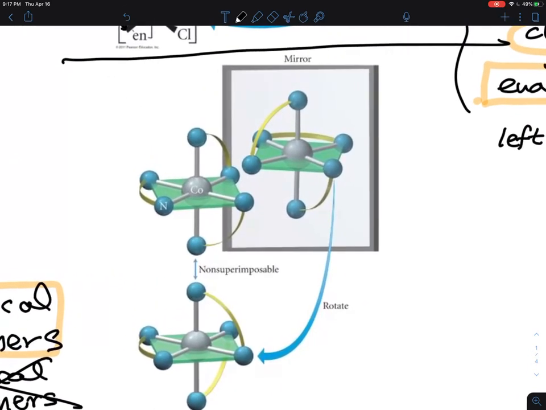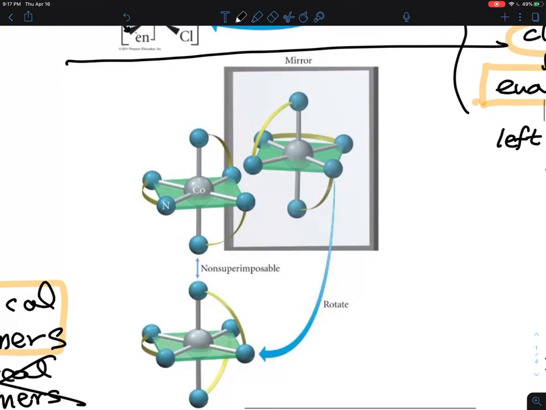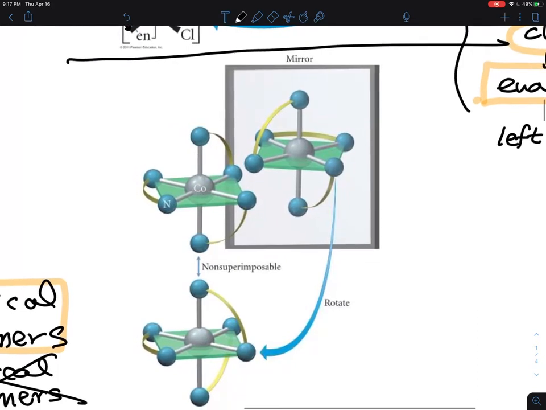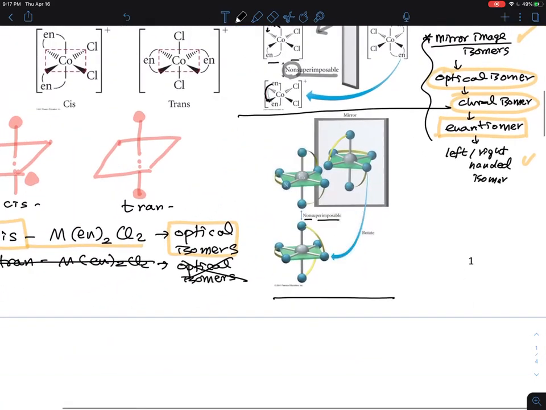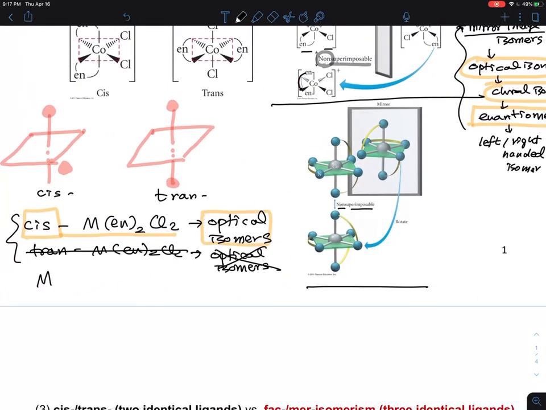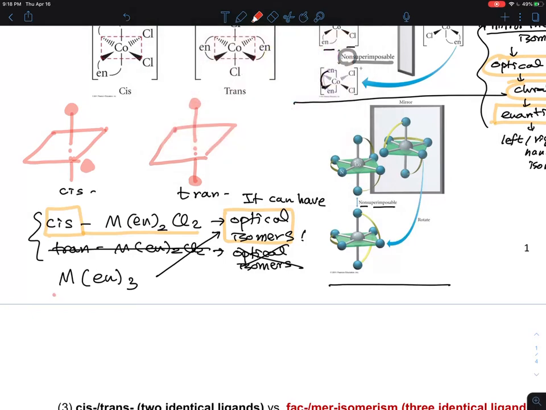This one, you can see the metal has three en ligands, and they superimpose. They put the mirror plane projection on the other side and try to rotate it, and they find that it's also not superimposable, and you can do it for your practice. What that means is if you have a metal with En3, that's an octahedral complex, and this one can also have optical isomers. Okay, so remember these two: cis can have an optical isomer, and this one as well.